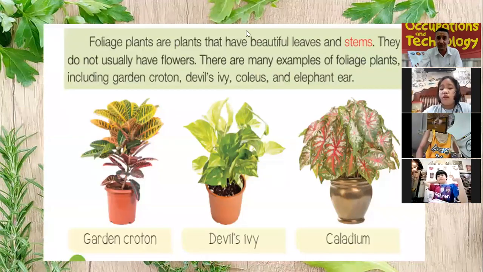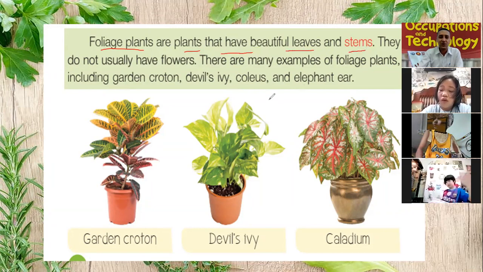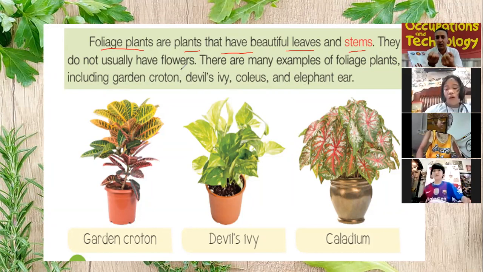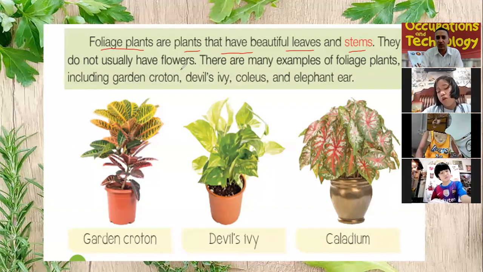Now, those were the flowers. Now, what are foliage plants? Foliage plants are plants that have beautiful leaves and stems. So usually foliage plants, they don't have flowers, okay? They look beautiful, having beautiful leaves and stems. They do not usually have flowers. There are many examples of foliage plants, including garden croton, devil's ivy, and elephant ear.